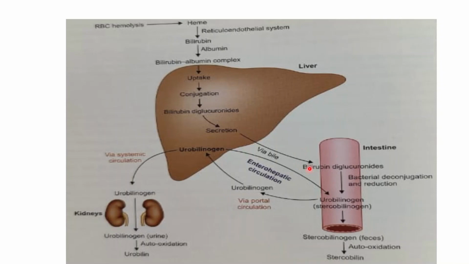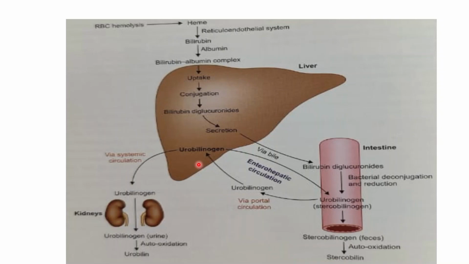Some part of conjugated bilirubin escapes and enters the portal circulation, the enterohepatic circulation, and again there is reuptake of this conjugated bilirubin by the hepatocytes. For this reuptake into the hepatocytes, as I told you, proteins are required, and they are known as organic anion transporter proteins.